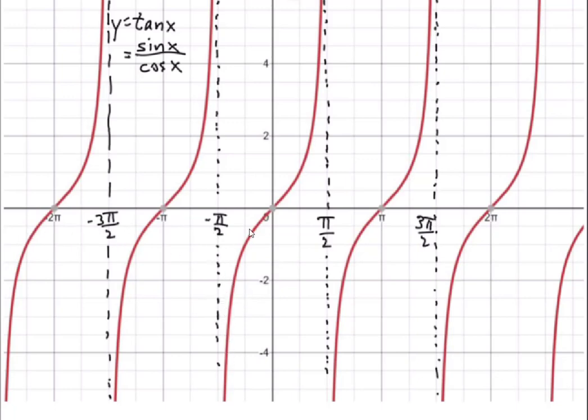Tangent has a period of pi. Each one of these cycles here repeats itself. We go from the bottom all the way up to the top in a span of pi, and then we repeat it with the next one and continue that infinitely in both directions.